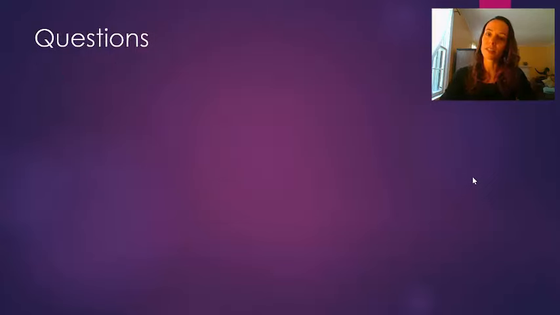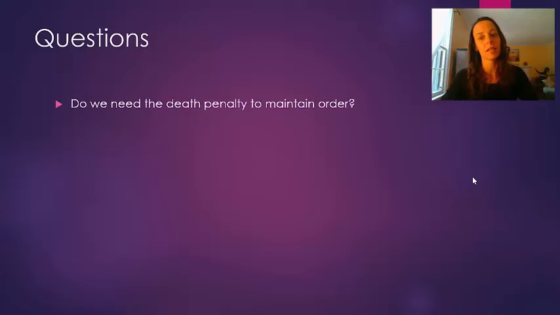So questions that I want you to keep in mind and consider going forward now that you've had this little introduction is whether we need the death penalty in order to maintain order. So this is what Burns is kind of hinting at in his first article, right? That we need this. We need harsh punishments in order to get people to obey the law. Think back to that first map that I showed you, which shows a lot of very stable nations and states within the United States that don't have the death penalty. And try to keep that in mind as you think this through.